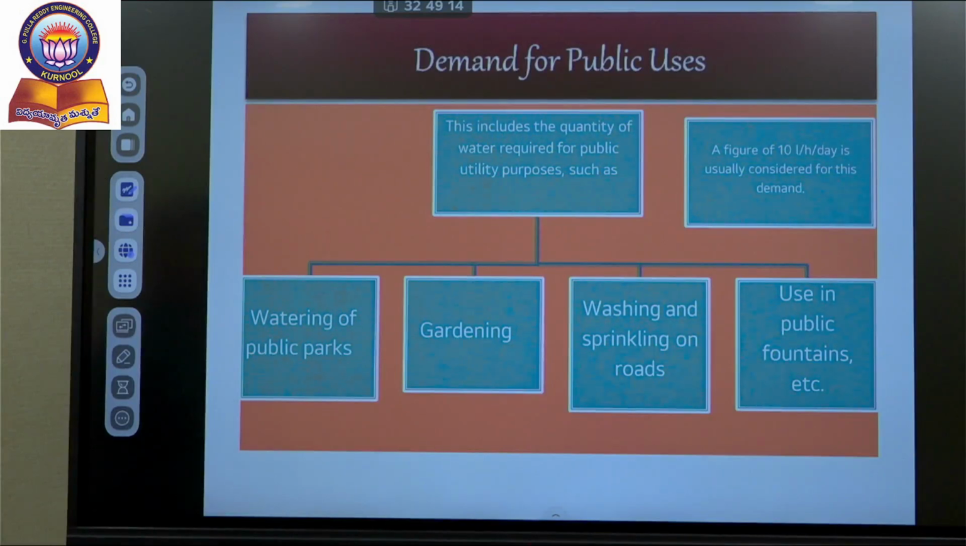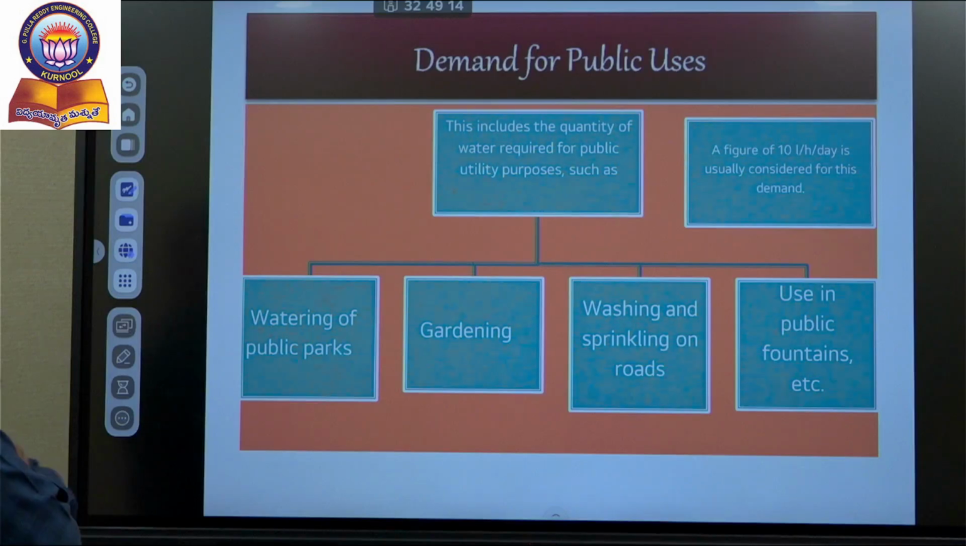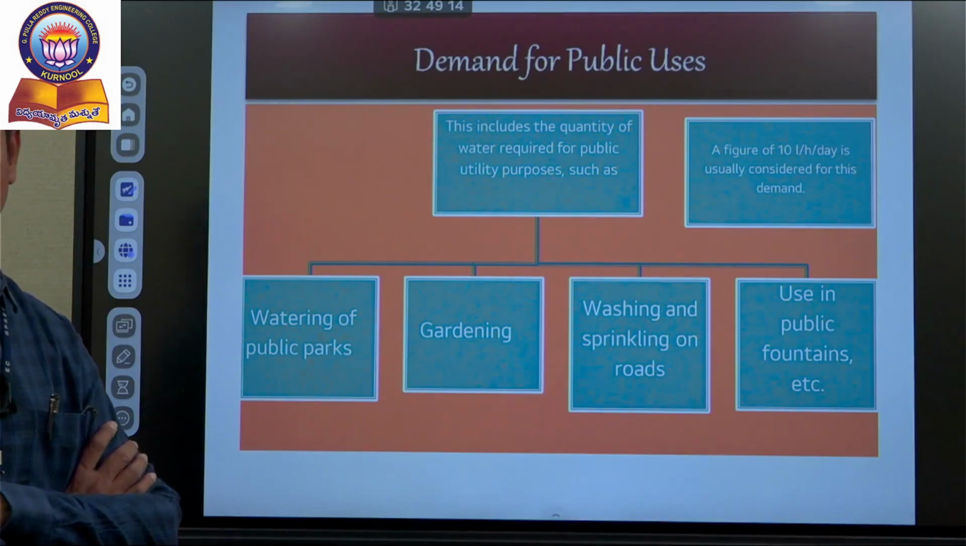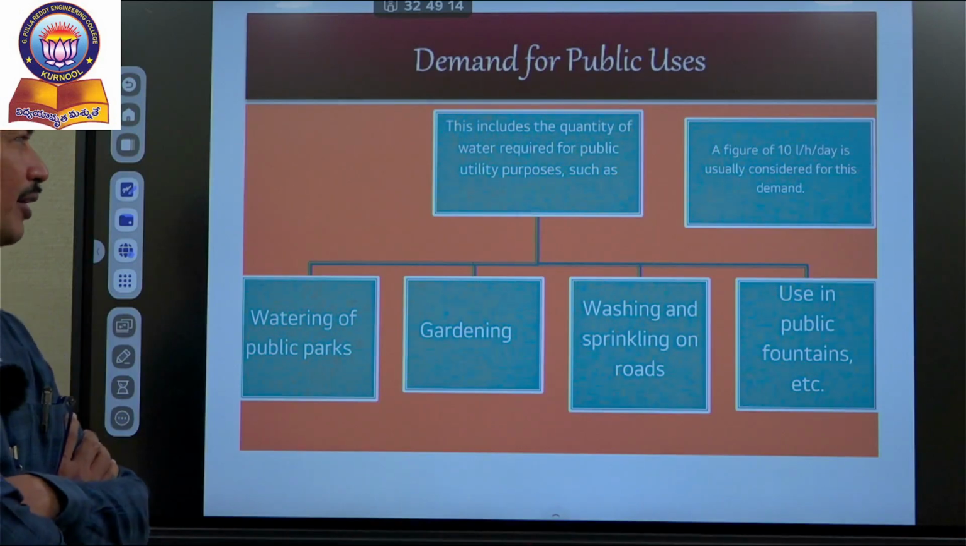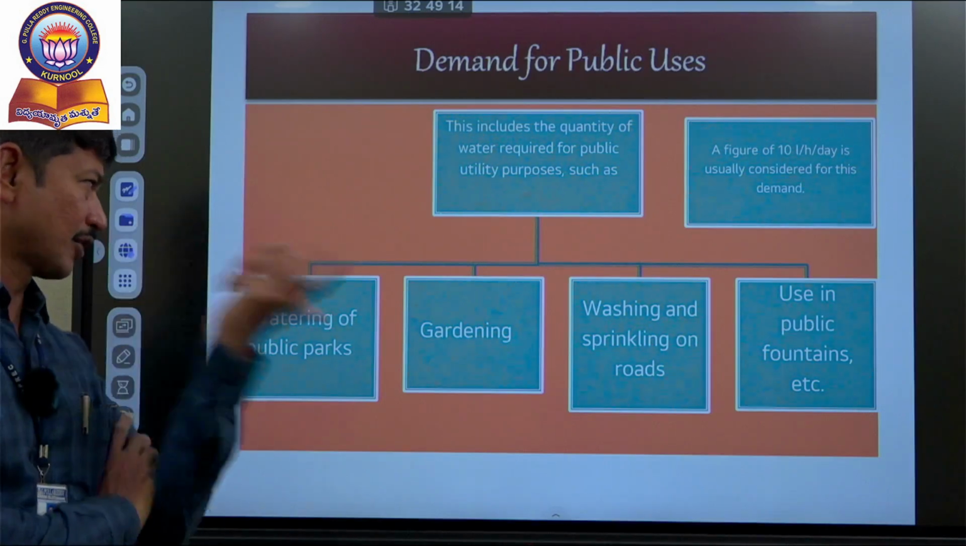The next one is demand for public uses: public toilets, maintaining public parks and gardening, washing and sprinkling of roads, and use in public fountains all require some quantity of water. So we add 10 liters per head per day on account of per capita demand. Otherwise we calculate it separately.